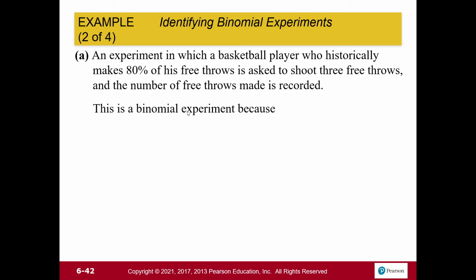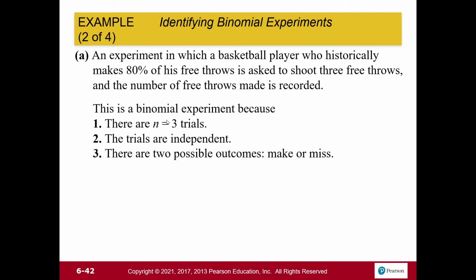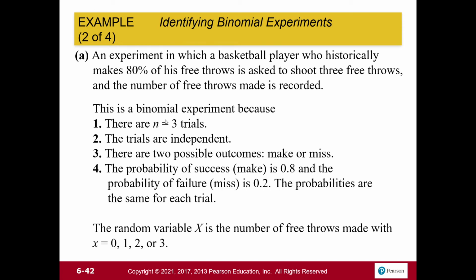This is a binomial experiment because there are n trials, and each trial is independent of each other, and there are 2 possible outcomes. The probability of success is 0.8, and the probability of failure is 0.2. The probabilities are the same for each trial. The random variable x is the number of free throws made, with x equals 0, 1, 2, or 3.